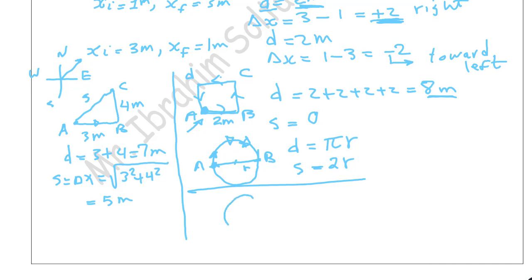Also, if you have the same circle and you start from A and end at the same point A, the distance equals 2 pi r, but the displacement, as you know, equals 0 because the start point is the same as the end point.